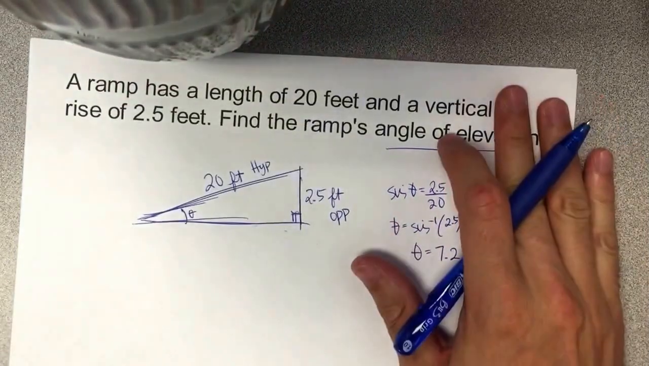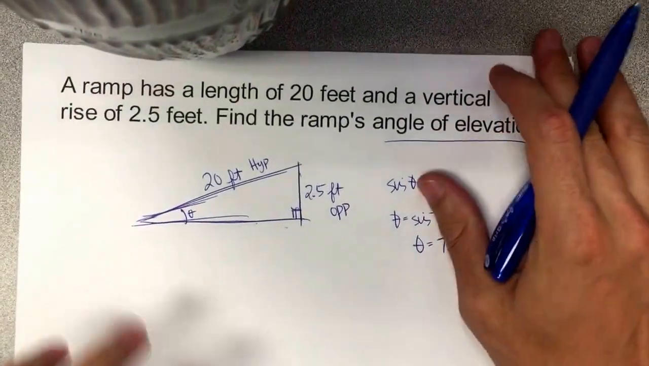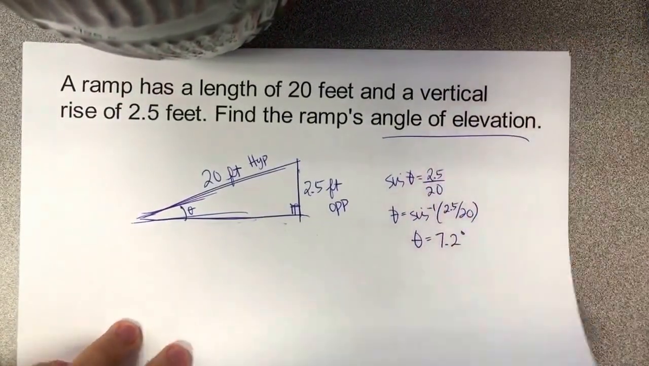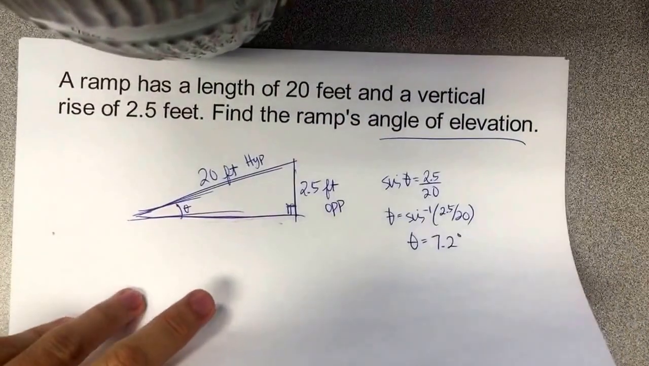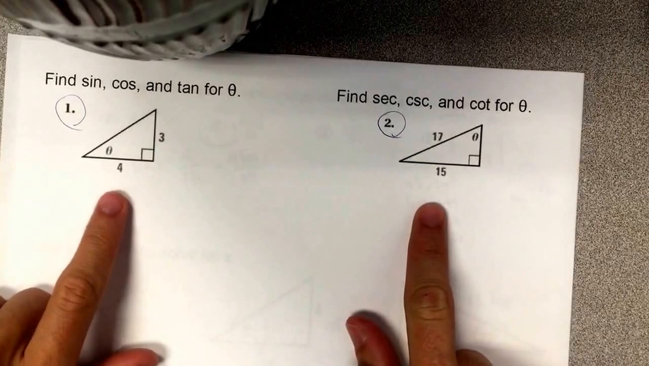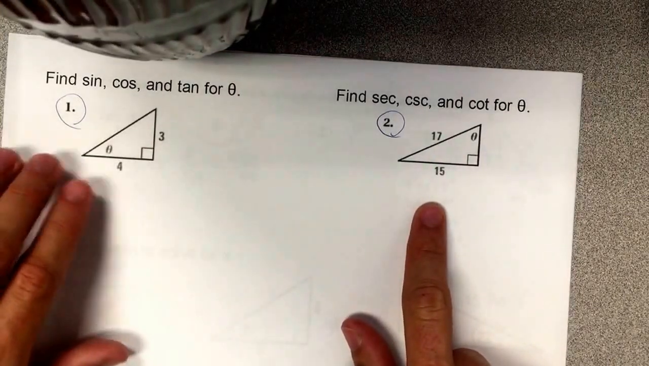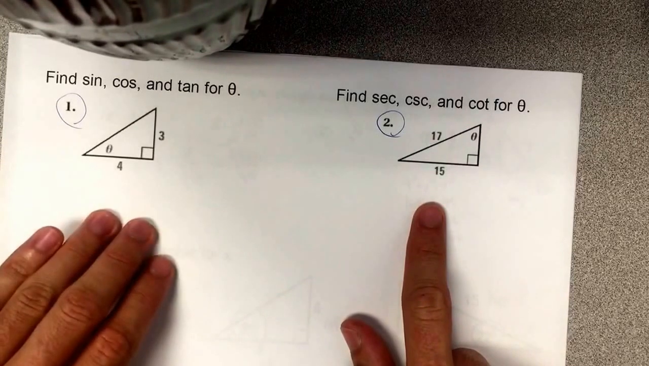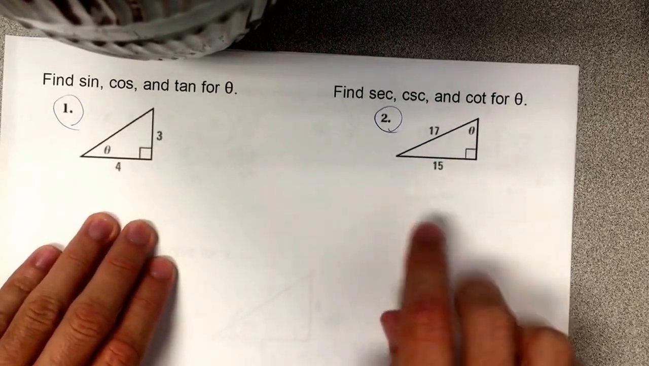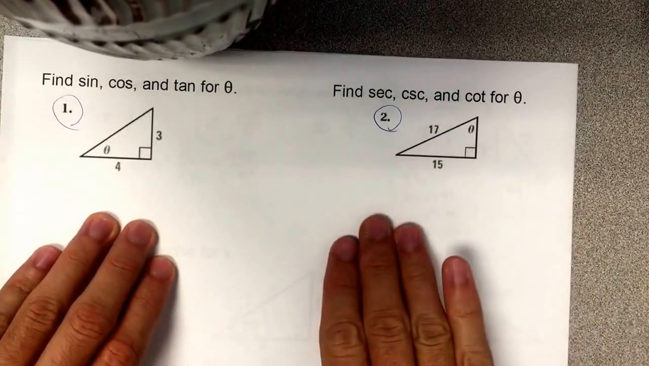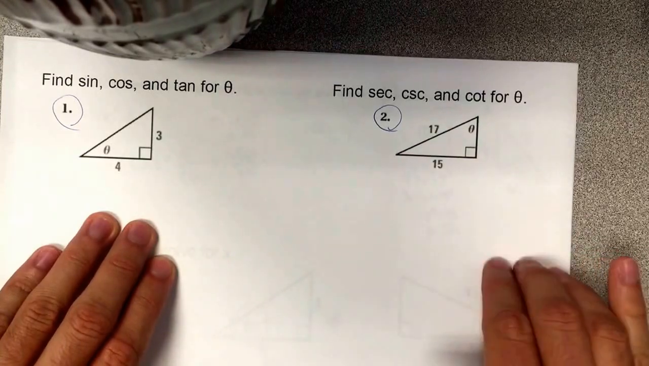So that's the end of the lesson. So make sure you make note of any problems that you had issues with. And then remember also, I asked you to complete these 2 problems where you're just figuring out sine of theta is this fraction, cosine is this fraction, tangent is this fraction, and the same thing with this one. Secant is this fraction, cosecant is this, cotangent is this.